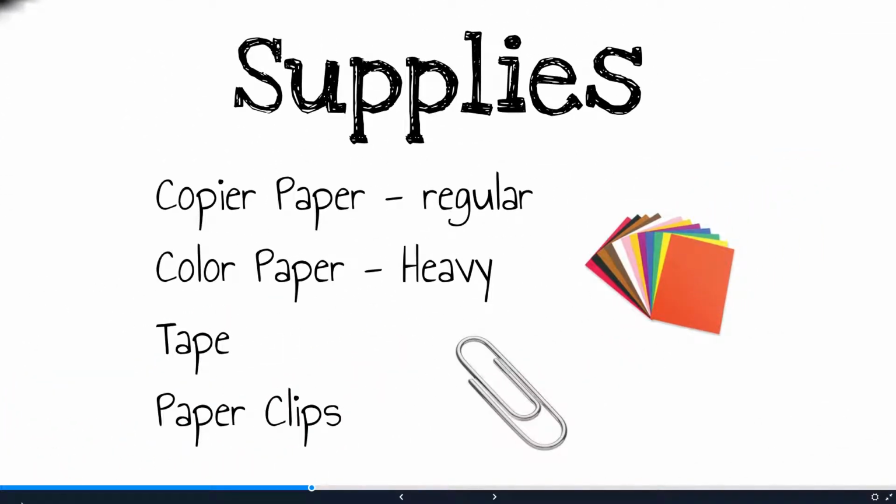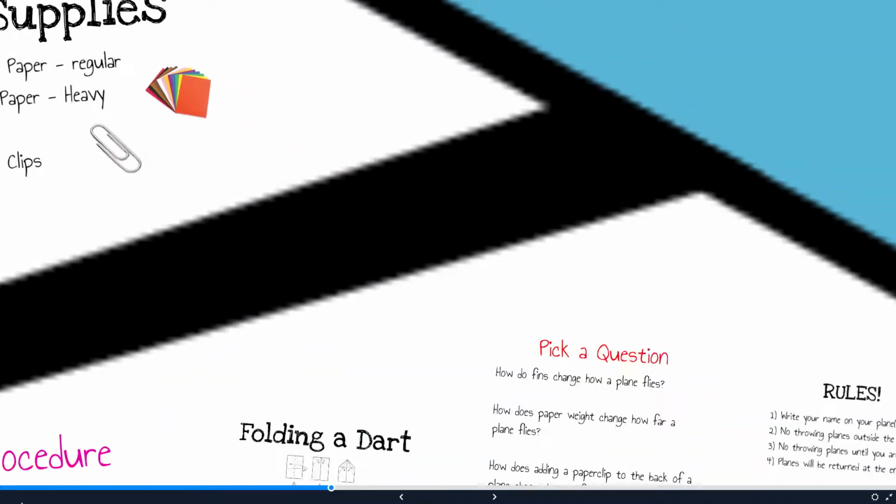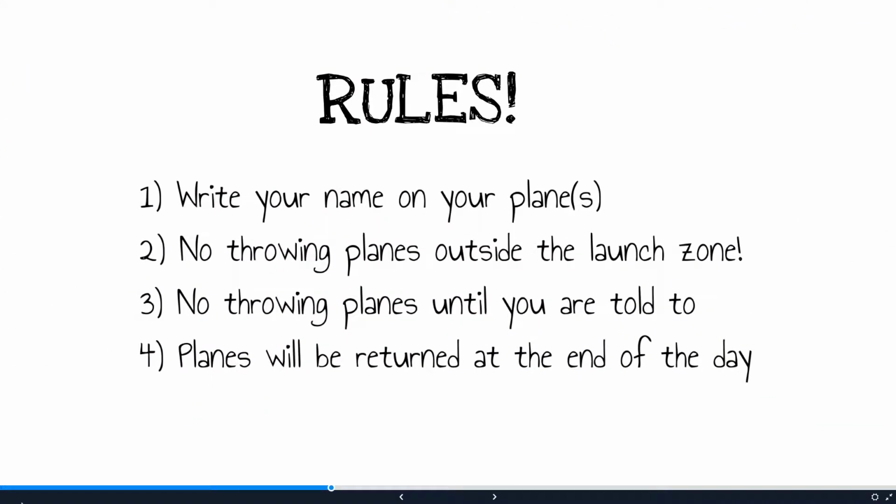These are the supplies that they're going to have access to. They're going to have regular copier paper. They're going to have heavy size paper of the same size. We will have some tape, they don't really need that. We're going to have some paper clips. So these are the different supplies they have for testing the question. And these are the rules.